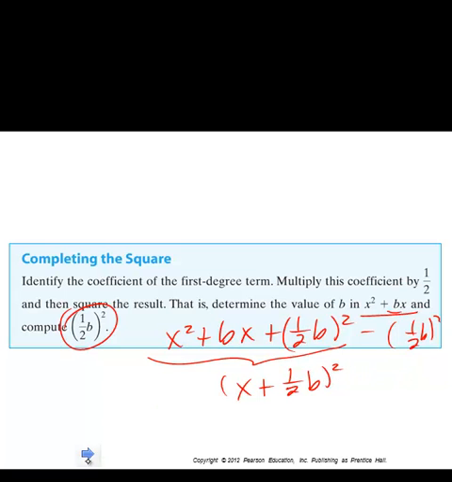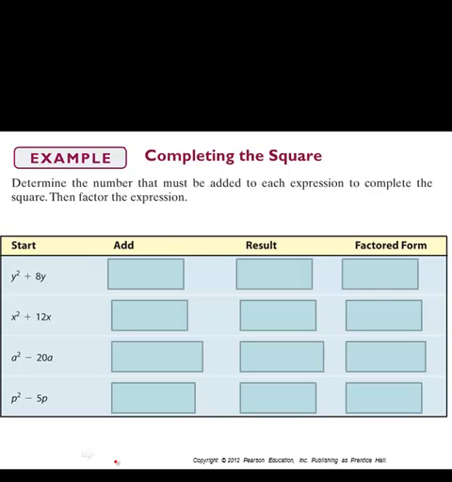Okay? That's why. So what would we add to y squared plus 8y in order to complete the square? Well, you take half of this 8, which is 4, and square it. So you would add 16. And that would give you y squared plus 8y plus 16, which you can then factor as y plus 4 squared. Okay, you get it?